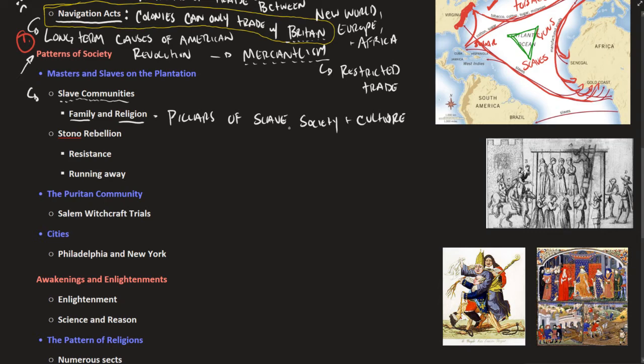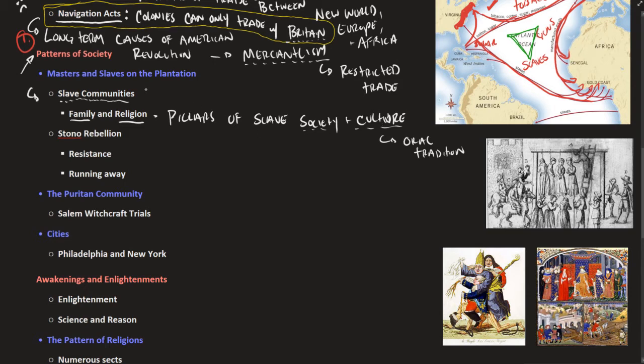A little bit less so in the early years, but certainly later on. For example, something like literacy will become illegal in pretty much all of the southern colonies, and later on the US states after the American Revolution. So in order for society and culture to thrive, oral tradition was very important. When it came to working on tobacco plantations, it differed a little bit.